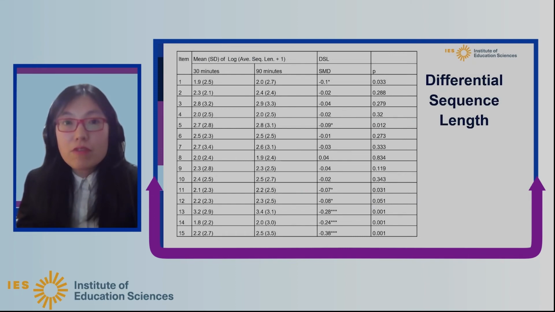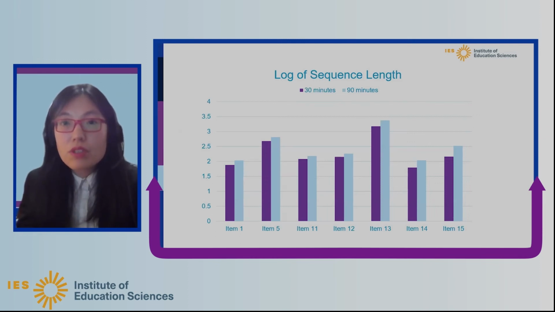Next, we studied differential sequence length, also called differential number of actions. This analysis showed that students with learning disabilities in the extended time accommodation condition had a significantly higher number of actions than their peers tested under standard condition on items 1, 5, 11, 12, 13, 14, and 15. In other words, for items 1, 5, 11, 12, 13, 14, and 15, students with LD in the standard condition on average performed 86%, 88%, 90%, 90%, 82%, 78%, or 70% of the number of total actions of their peers with LDs in the extended time condition.